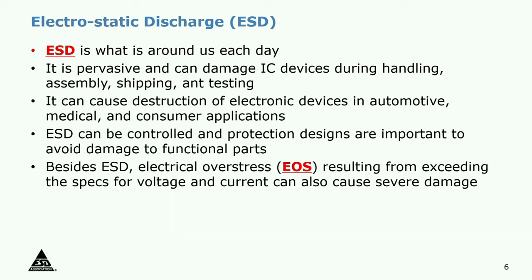Now, besides ESD, there is also something called electrical overstress. This results from exceeding the specs for voltage and current and can also cause severe damage. So ESD is something that happens, but EOS is a result of carelessness or mishandling, of not following the specs. If I sell you an IC and I say the power supply should be 5 volts, you shouldn't be applying 7 or 8 volts on that power supply. And if you damage it, that is an electrical overstress. So there is a distinction between ESD and EOS. They are both related and not related at the same time. So what we need to understand is, where do we go from ESD into the EOS regime?